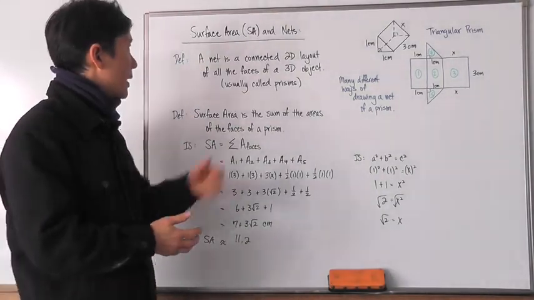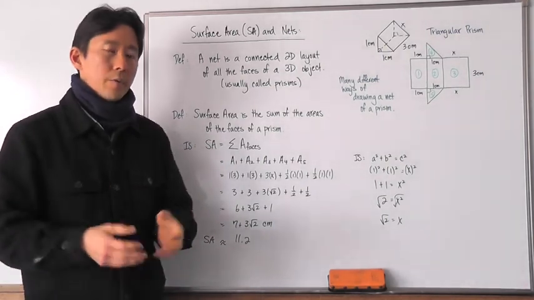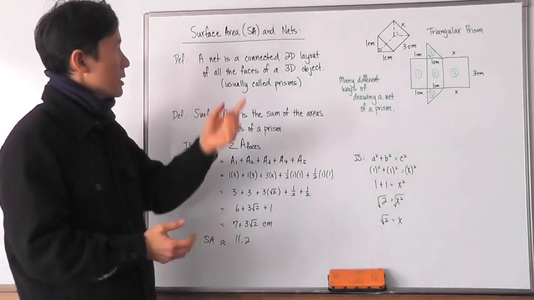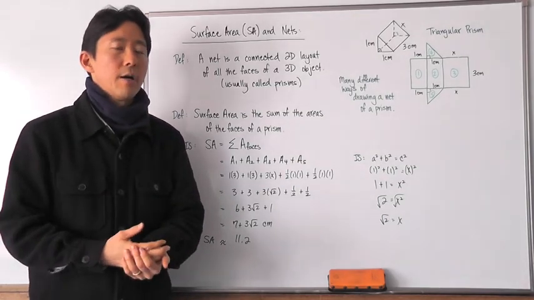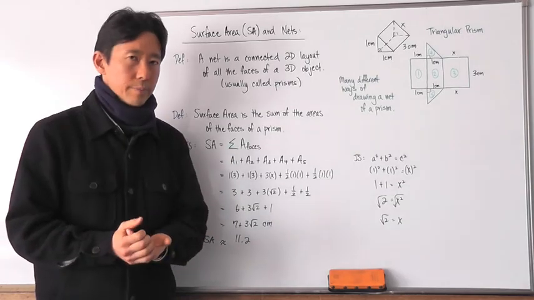Okay, hello everybody. Let's go ahead and take a look at surface area and nets. What we're going to first start off with is a net. What is a net? A net is a connected two-dimensional layout of all the faces of a three-dimensional object. And the three-dimensional object is usually called a prism.